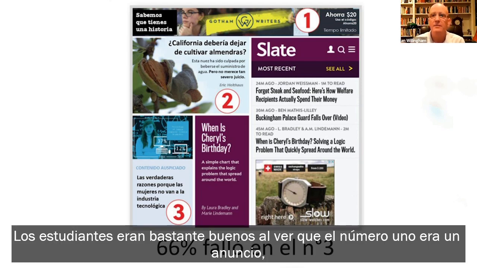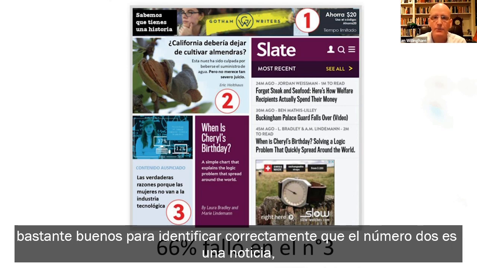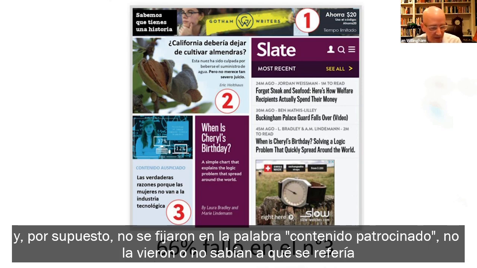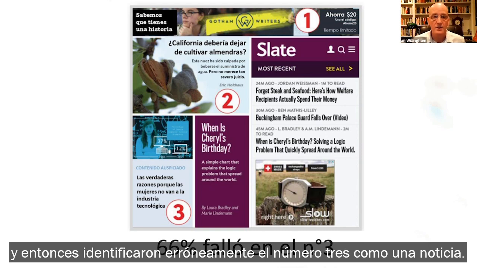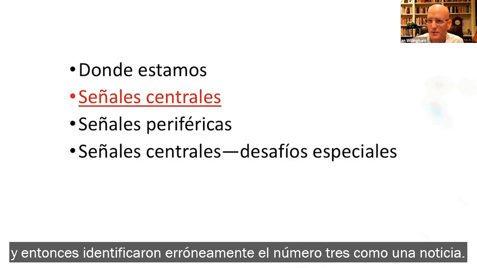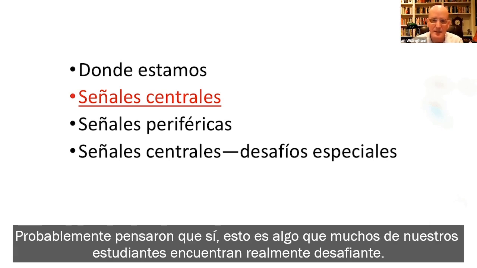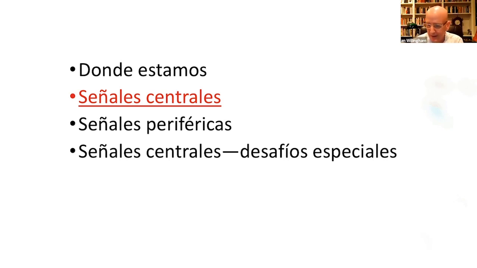Students were pretty good at seeing that number 1 was an ad, pretty good at correctly identifying number 2 as a news story, but 2/3 of them missed number 3 and thought that this was a news story. And of course, what they've missed is the words sponsored content, or they either missed it or they didn't know what that referred to. And so they misidentified number 3 as a news story. Okay, so that's where we are. And again, not a huge surprise. You probably thought, yeah, this is something that a lot of our students find really challenging.